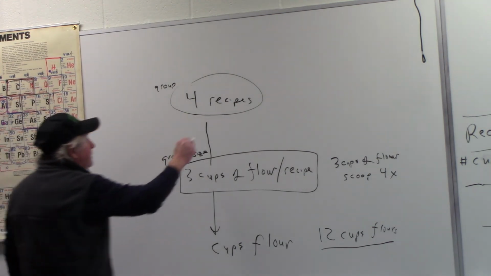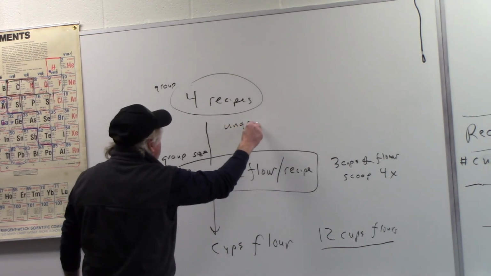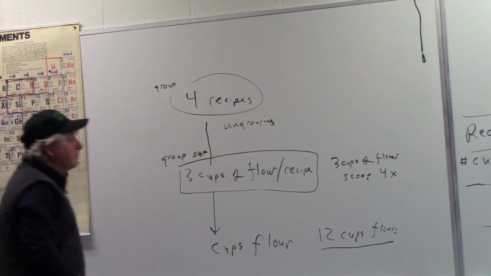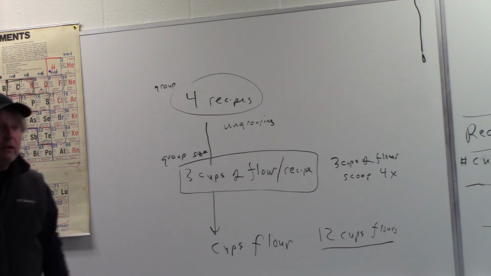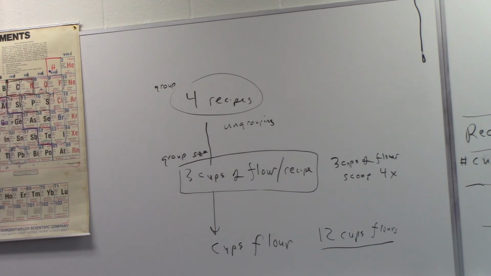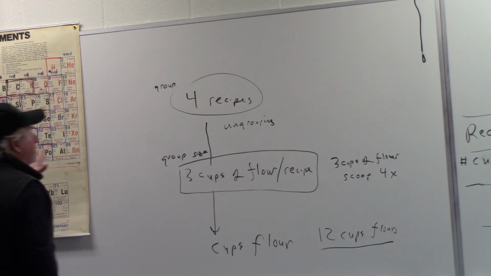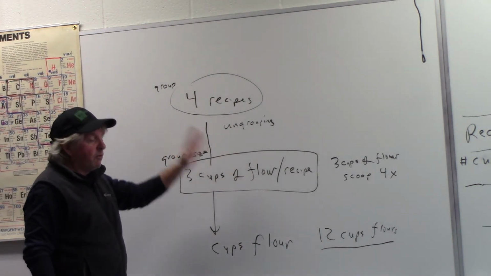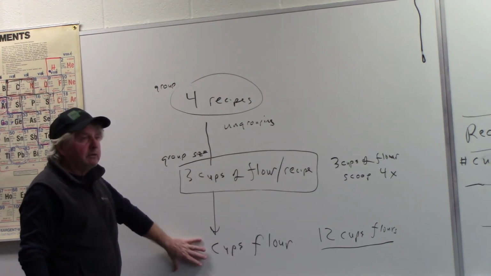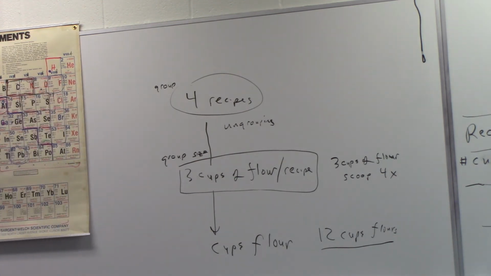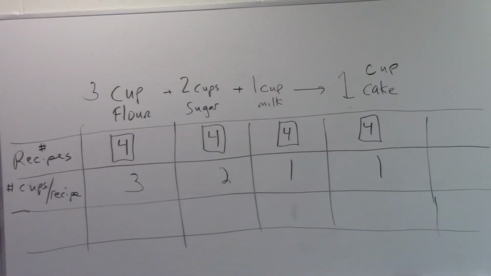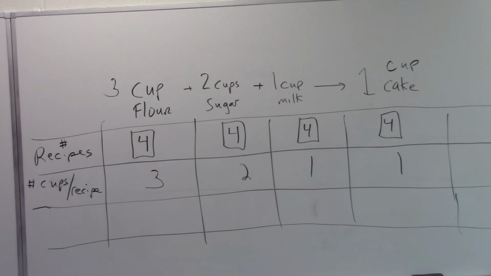So this is ungrouping, which I went over when we were talking about grouping. When you ungroup, you always end up with more of your number than you start out with. So if you have 4 recipes, you do 3 cups 4 times, you end up with 12 cups. So that's what we're going to do for all the substances. And as I walk through this and word it, it should be clearer.